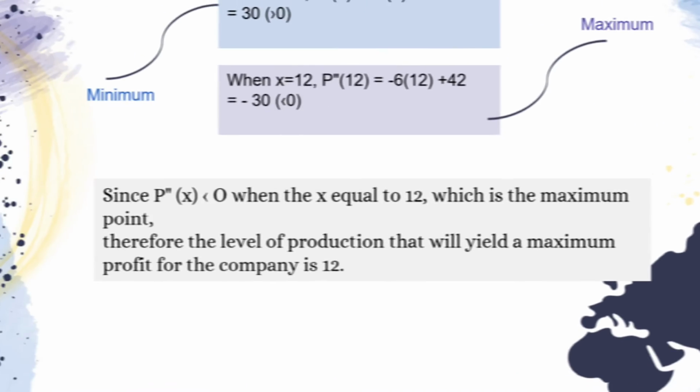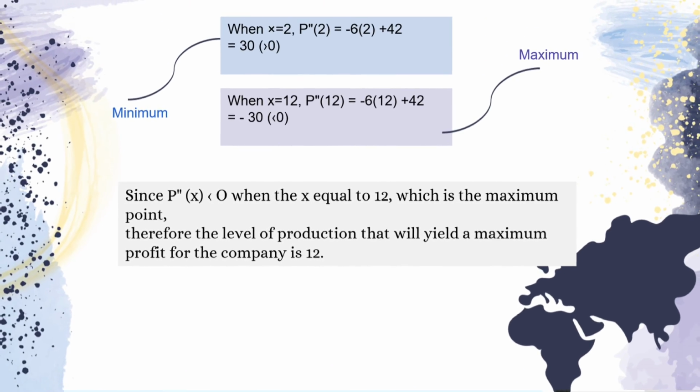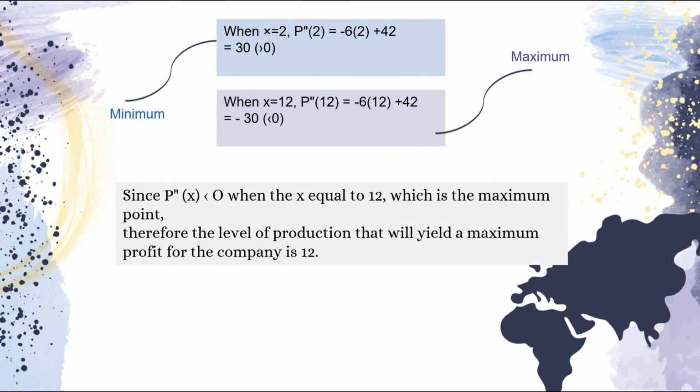It shows that when x equal to 2, it is a minimum value, while when x equal to 12, it is the maximum value. Since P double prime x is less than 0 when x equal to 12, which is the maximum point, therefore the level of production that will yield a maximum profit for the company is 12.